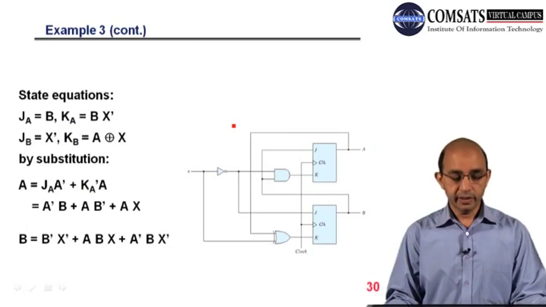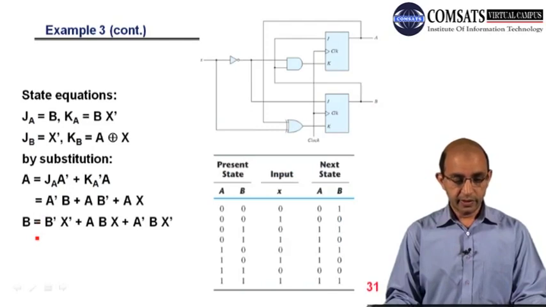So from this circuitry, we first go for the state equations, and you can see that we have two flip-flops. So we have JA, KA, JB and KB. So this is JA and this is KA, and then we have to make some substitution. Here we have A and B, because of this feedback, so you can see that we have the values for A and B.